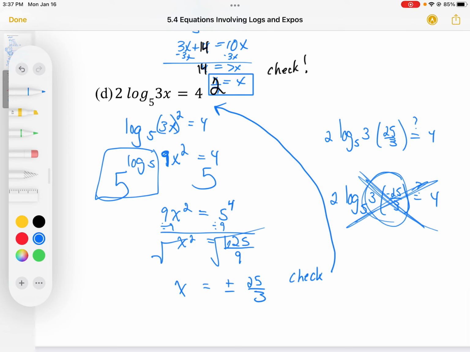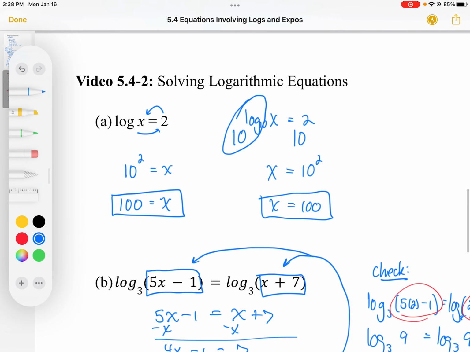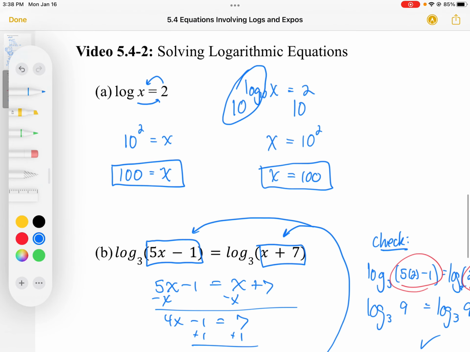And if we go ahead and check the positive one, we can quickly see that this is going to end up equaling 4 on both sides. So our final answer should be x is equal to positive 25/3. And that is how we can use the properties of exponents and logarithms along with the one-to-one property and the inverse property to solve logarithmic equations.